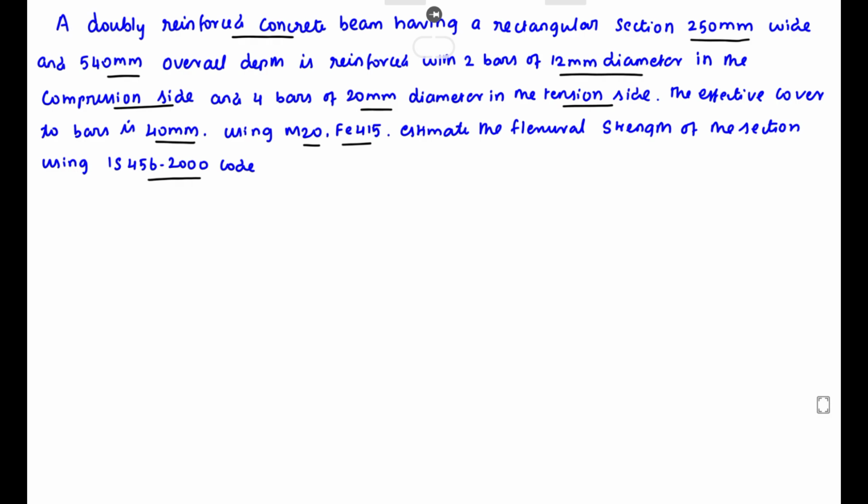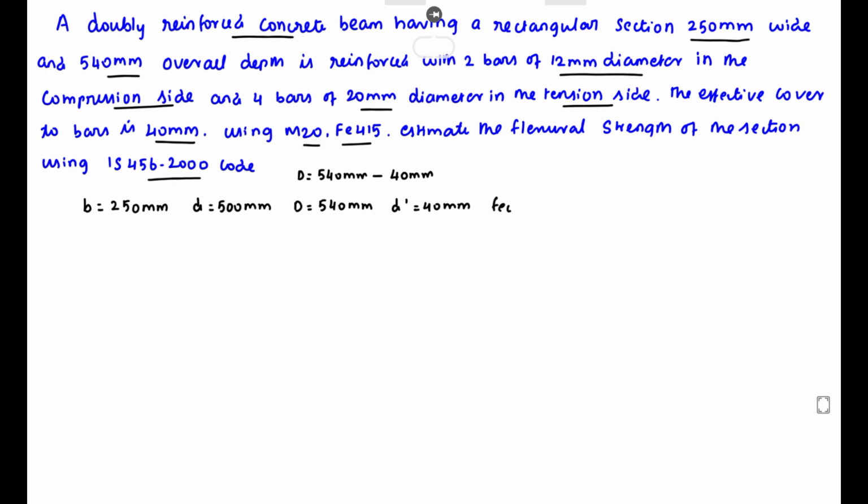Okay, so now we have to find out the flexural strength. The given data: B equal to 250 mm, and the effective depth equal to 500 mm. Why? Because the overall depth is 540 mm, so the capital D is given. Again we have the 40 mm of cover thickness, so 540 mm minus 40 mm, that is d equal to 500 mm. So the capital D equal to 540 mm, and the cover d dash equal to 40 mm.